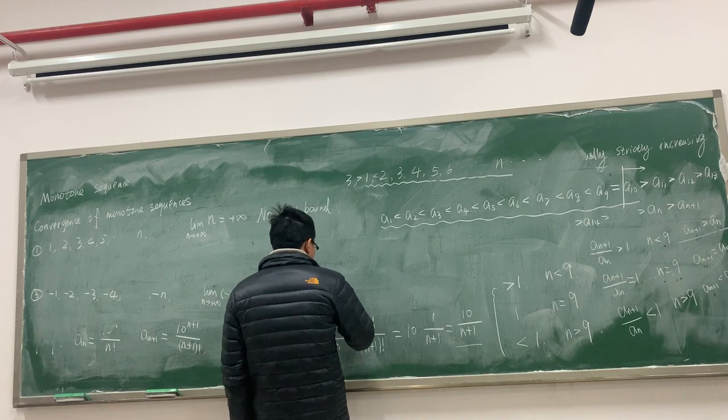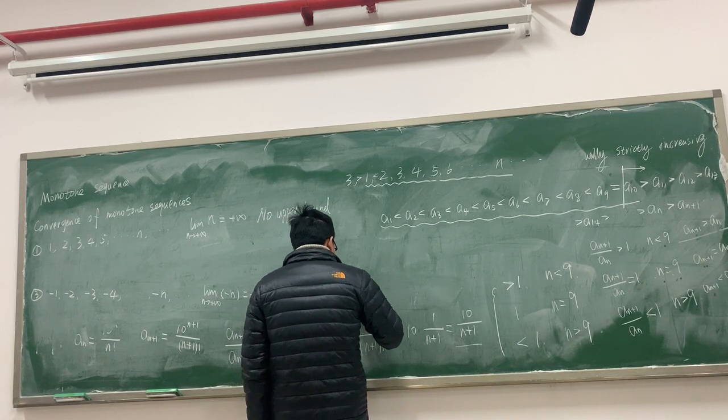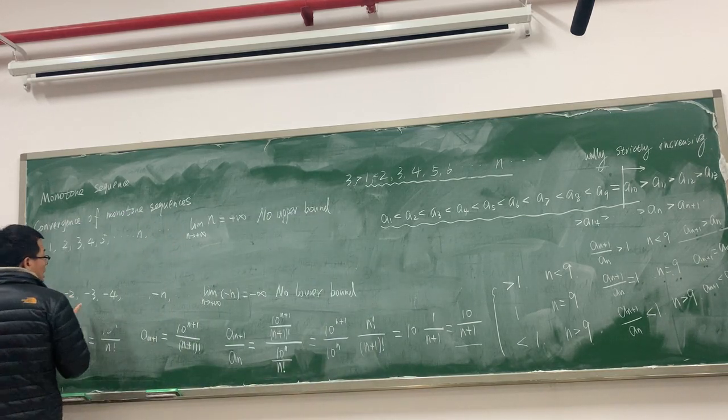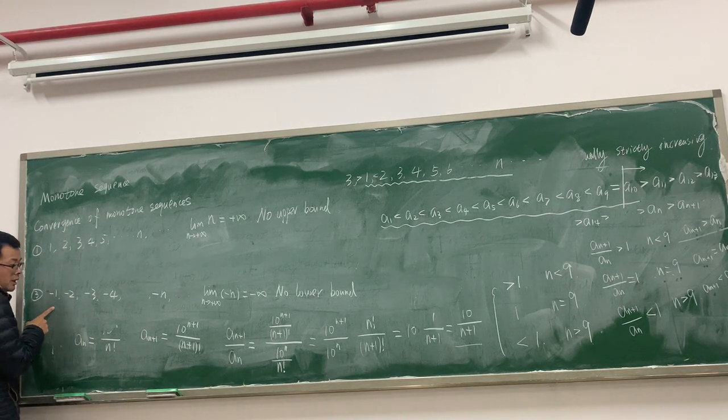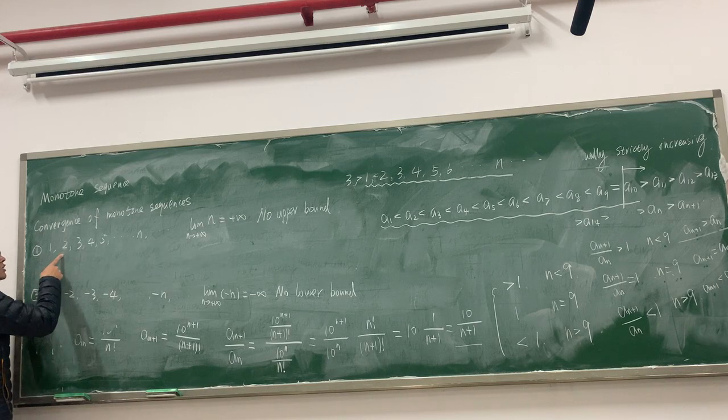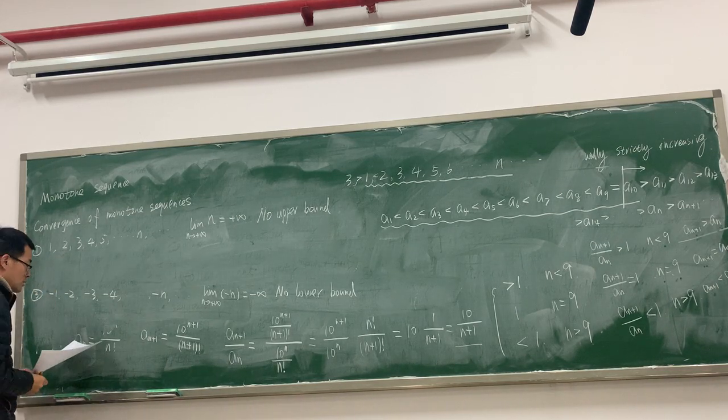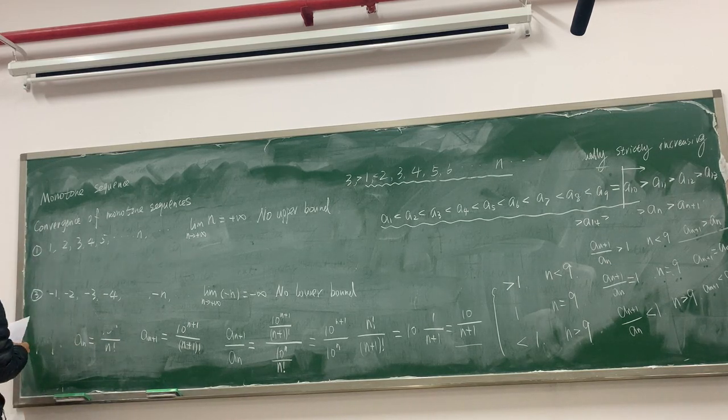No lower bound. Because here is a strictly decreasing sequence, okay? And this is a strictly increasing sequence. So this is the third.